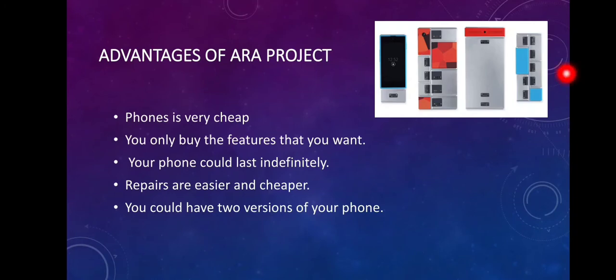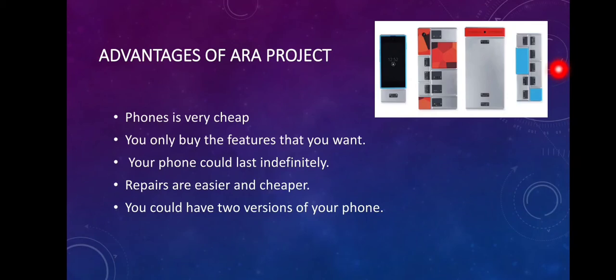Advantages of the ARA project. Phones are very cheap, because if you want low megapixel cameras and high battery efficiency, it makes the phone cheaper, since camera sensor prices were huge. We can customize this phone to our needs, and buy only the features that we want to keep the phone cheap. Your phone could last indefinitely.